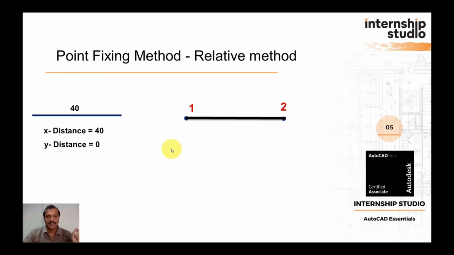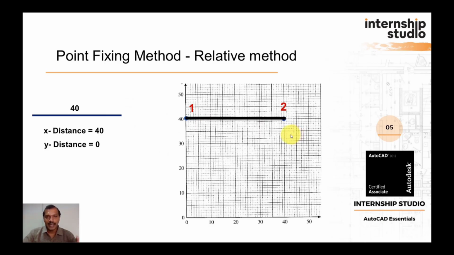Now, take the first line. This is point number 1, point number 2. The distance between point 1 and 2 is 40, we know that. Imagine we are drawing this line on a graph sheet. What is the gap between point 1 and 2 in x direction? It will be 40 mm. What is the gap between point 1 and point 2 in y direction? There is no gap between point 1 and 2 in y direction because point 1 and 2 have the same y values. That is why here we get x distance 40, y distance 0.